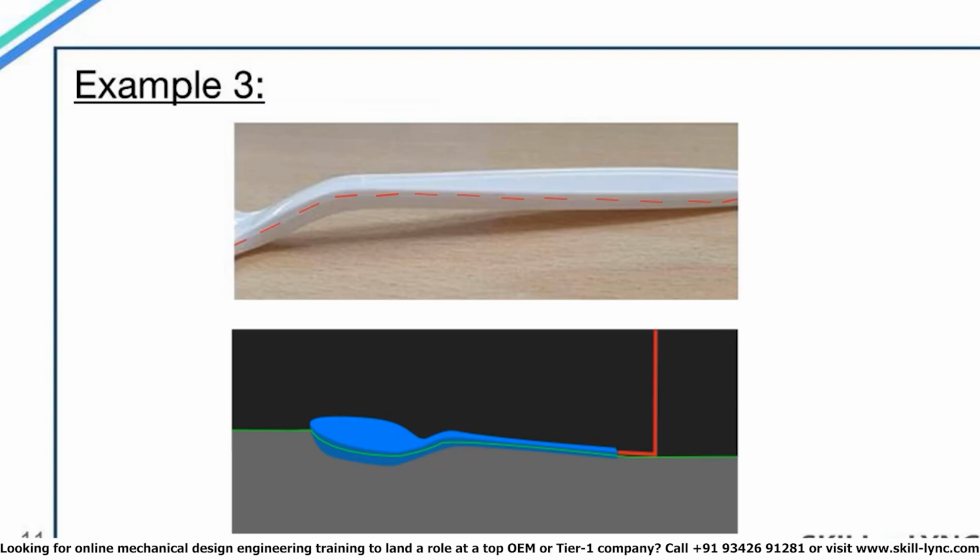Here we have another example where we will have to use the profile parting surface. As the base of the spoon is not along a single plane, we will have to use a parting surface that is along the profile of the spoon. If you take any plastic spoon, you will notice a parting line along the spoon profile as you can see in the image. And the red lines which you see indicate the inlet for material injection into the mold.